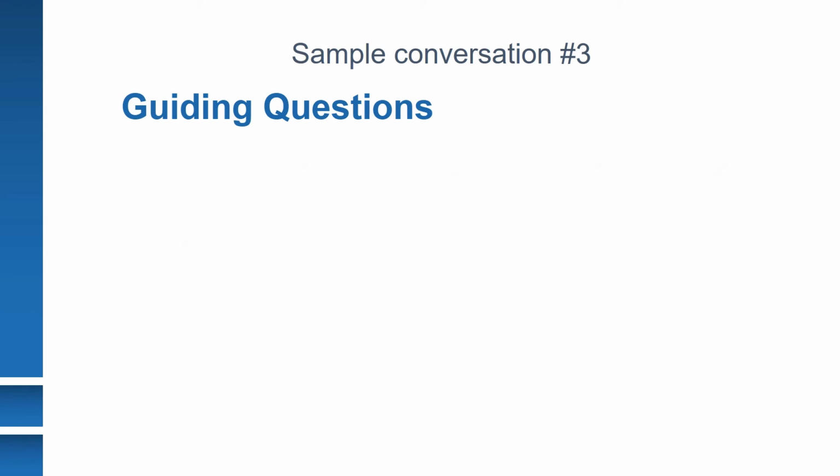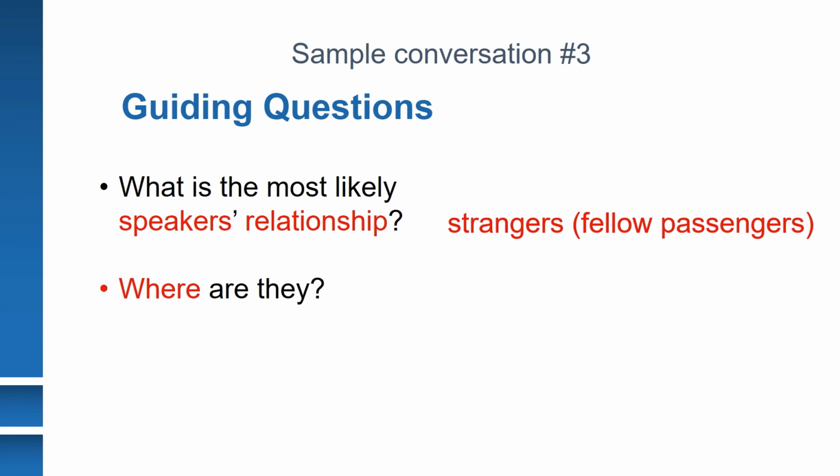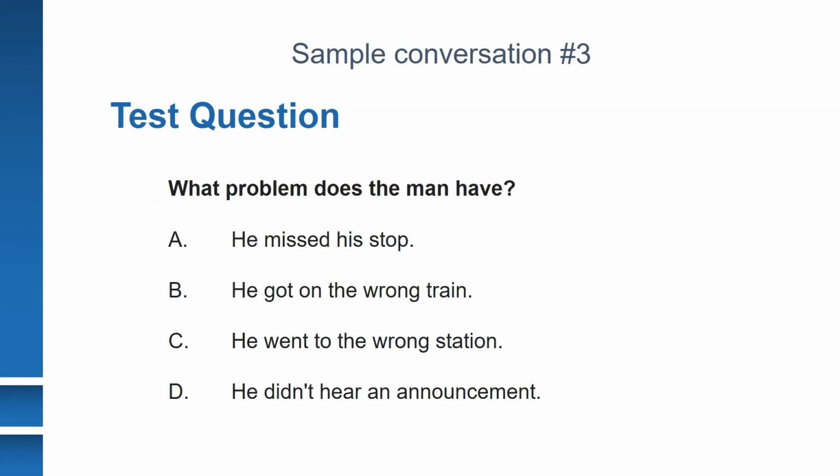Now let's look at the guiding questions. The answers are, number 1, what is the most likely relationship between the speakers? They're strangers, or you could say fellow passengers. Where are they? They're on a train. And how does the man feel? He's upset or frustrated. And the sample test question for this conversation is, what problem does the man have?